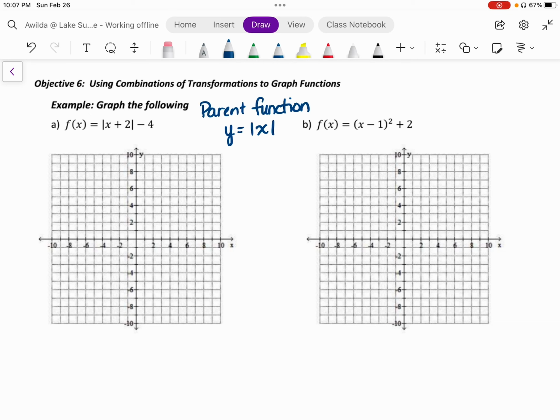Well, I see two transformations here. One of them is that we're adding 2 to x. Adding 2 to x is going to create a horizontal translation 2 units to the left. Secondly, I see that we're subtracting 4, but we're subtracting 4 from the entire parent function. That's going to create a vertical translation 4 units down.